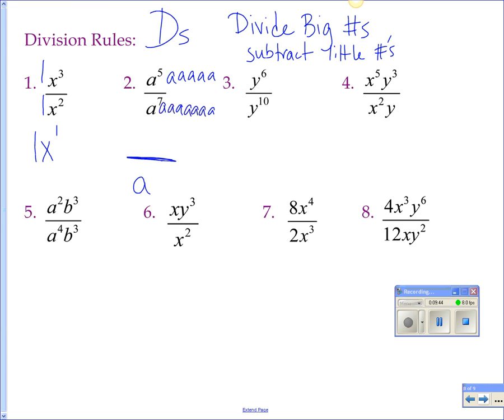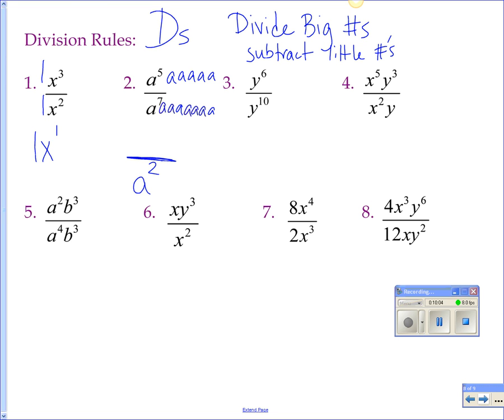Now, there were 5 on top. There were 7 on the bottom. So when you subtract these, 7 minus 5, how many is that? 2. Where are the 2 going to be, on the top or bottom? Where are there more of them? The bottom. So the two A's are going to be on the bottom. So A to the second.